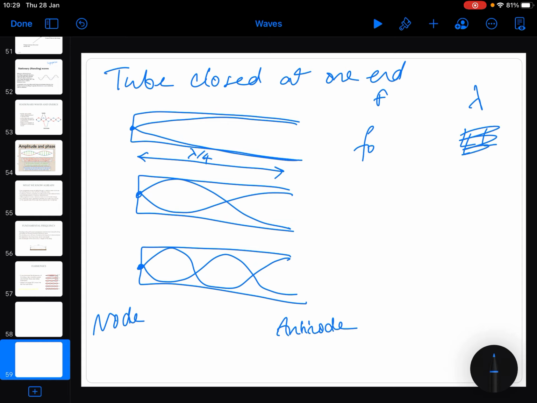Actually, I don't like it. No, you know what? Sorry, ignore that bit. Right, yeah, so that's frequency 0. This is a quarter of a wavelength. That's a better way of doing it.